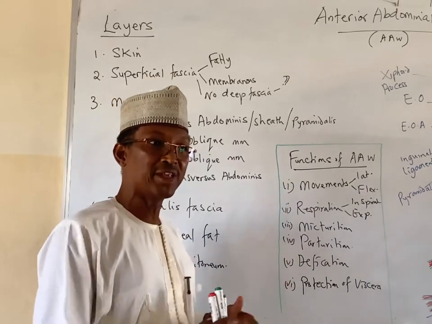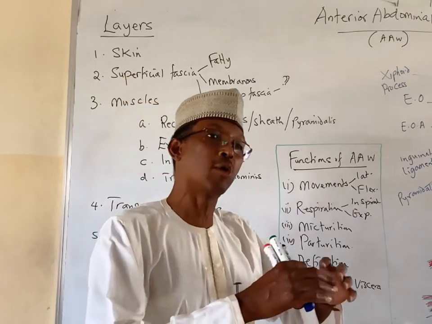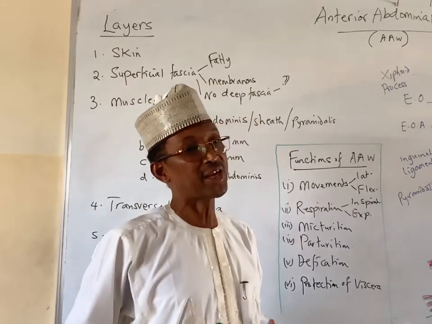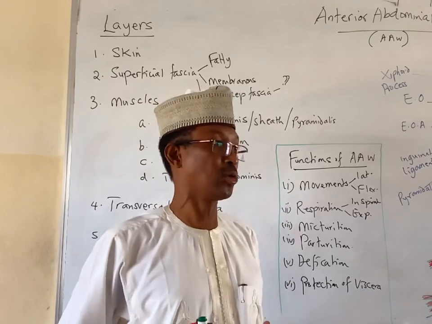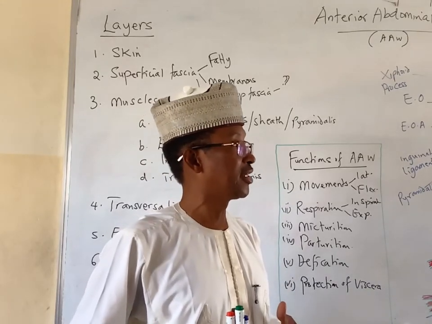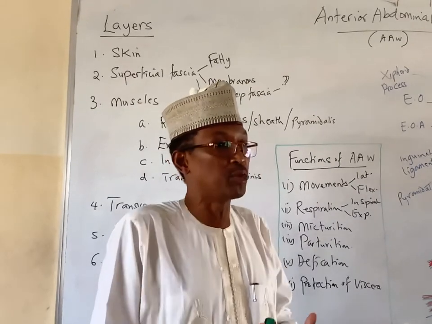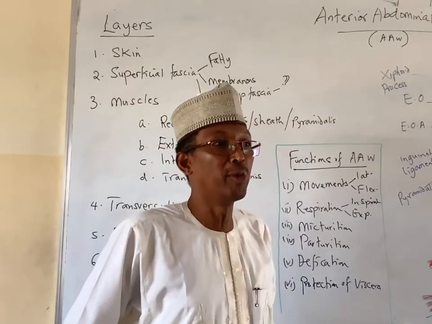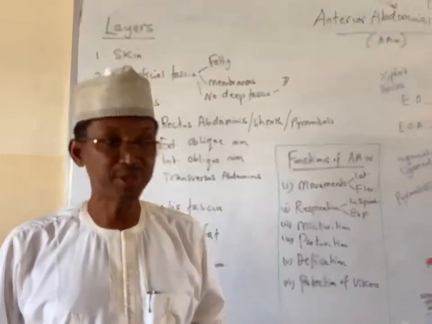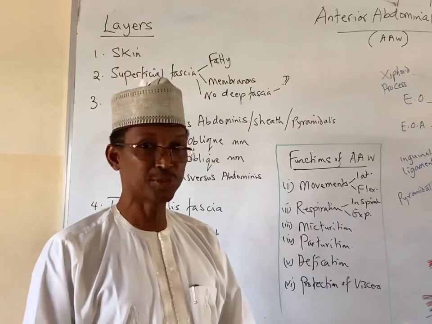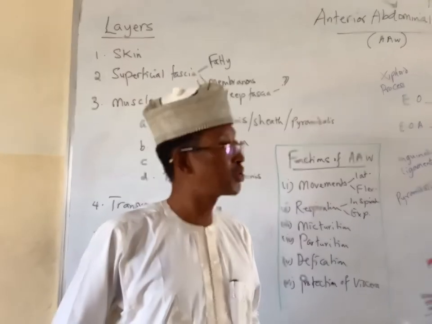We don't have deep fascia in the abdomen because deep fascia is a very tough kind of fascia that plasters the internal organs. If there were a deep fascia, the abdomen would not expand. If you see a pregnant woman, by the time she is pregnant, you will see that the abdomen is protruding like that. If there is a deep fascia there, the abdomen will not protrude.